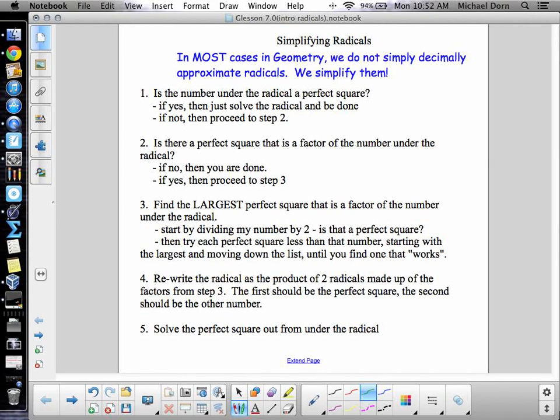And finally, rewrite the radical as a product of two radicals made up from the factors from step 3. The first radical should be the perfect square, and the second should be the other number. So if you're the type of person who likes written step-by-step instructions, that's a great page. Now, a lot of people don't like written step-by-step instructions. A lot of people like examples, and that's where we're going to head next.